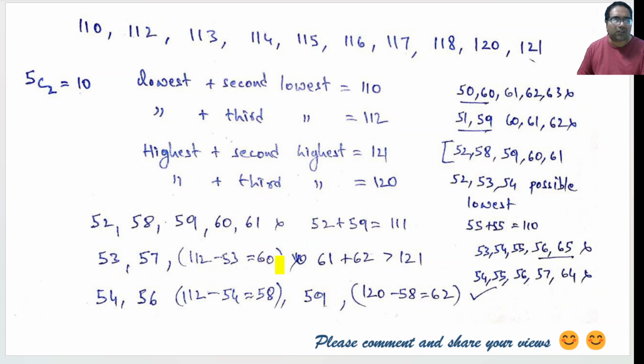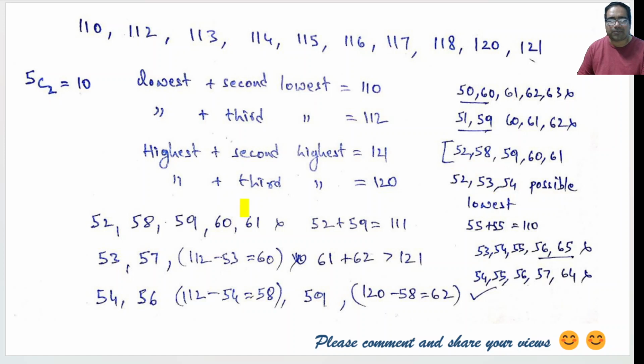Right. Now, if third lowest is 60, fourth has to be at least 61, fifth has to be at least 62. Right. At least one number higher. But if fourth and fifth are 61 and 62, they together will add up and make more than 121, which is not possible. Right. So when it is 53, clearly we are not able to fit the fourth and fifth ones. Here we are taking the lowest possible second number, and the third number has to be 60. Then fourth and fifth don't have a slot. So 53 is also gone.